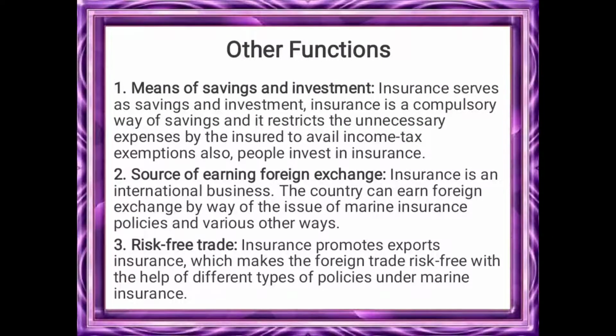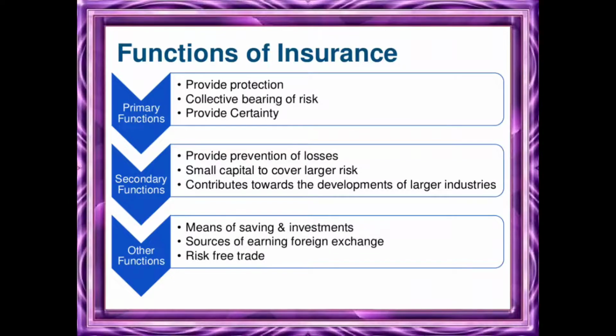I would put them in just 3 categories. Once again, going back, we have primary functions, secondary functions and other functions. In the primary functions, we have providing protection, collective bearing of risk and providing certainty, and prevention of losses. Small capital to cover larger risk and contribution towards the development of larger industries are the secondary functions. And besides this, there are other functions: a means of saving, a source of earning foreign exchange, and risk-free trade. So I hope you understood what the functions are. For these reasons, we are having insurance.